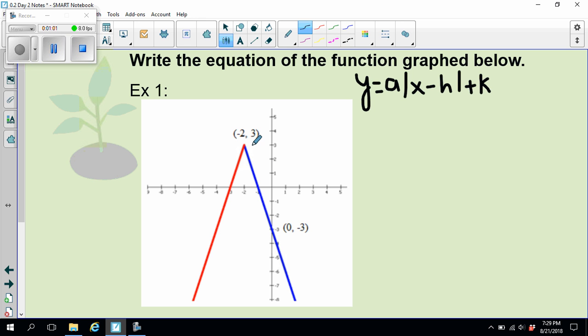So here we are given 2 points. We have -2, 3, and then 0, -3. What I always like to do first is to determine if the graph is opening up or down. This will allow us to know if our a value is going to be positive or negative. Well, if we look here, it looks like our graph is opening down. Okay, so that means we are going to have a negative a value.